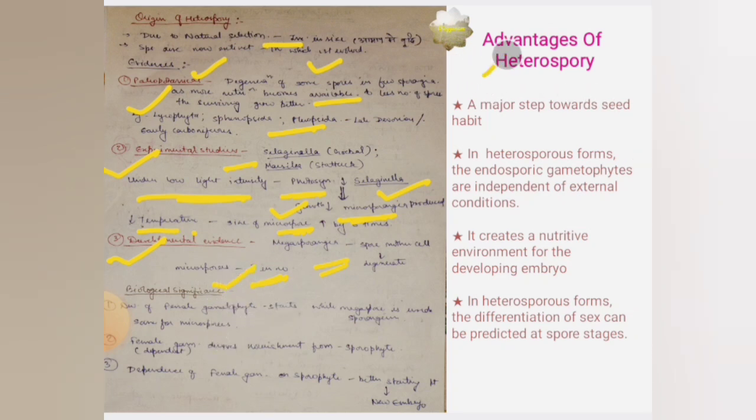Coming to the advantages, or we can say the biological significance of heterospory, it is a major step towards seed habit. In heterosporous forms, the endosporic gametophytes are independent of external conditions. It creates a nutritive environment for the developing embryo, as we see in higher plants. In heterosporous forms, the differentiation of sex can be predicted even at the spore stage. So this was all about heterospory.